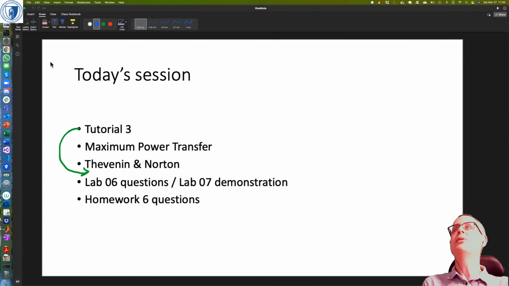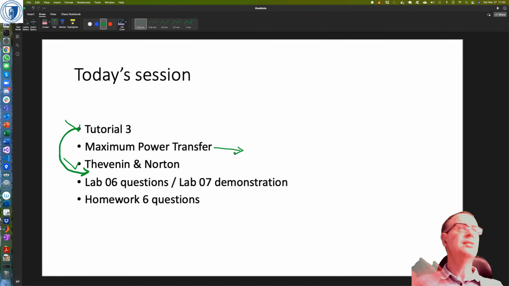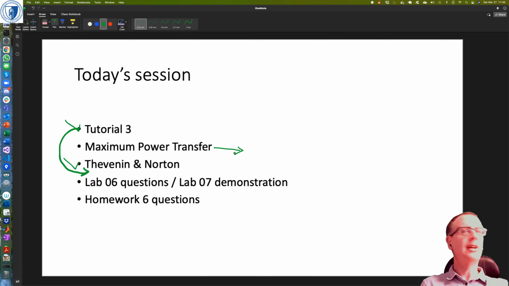Okay, so far we've talked about Thevenin and Norton. We've done tutorial 3. I haven't spoken much more about maximum power transfer. There's not much more to say except the following.